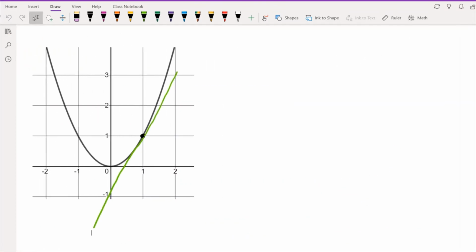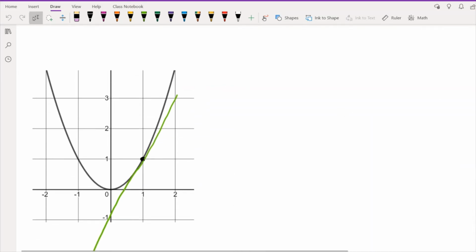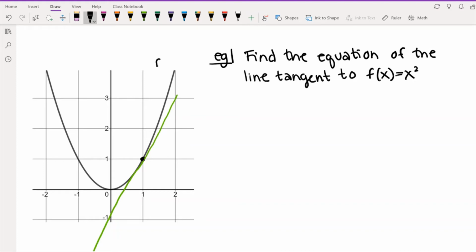So we're going to do a couple of examples from yesterday's video. We'll see that these are ones where we already know the slope, and then we'll do an example that's totally from scratch. So first example here, we want to find the equation of the line tangent to f of x is equal to x squared, that's this function here, at x is equal to 1.